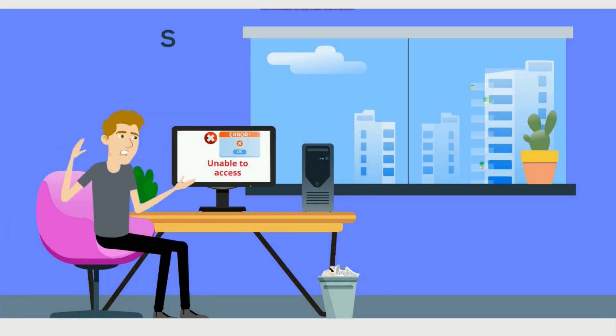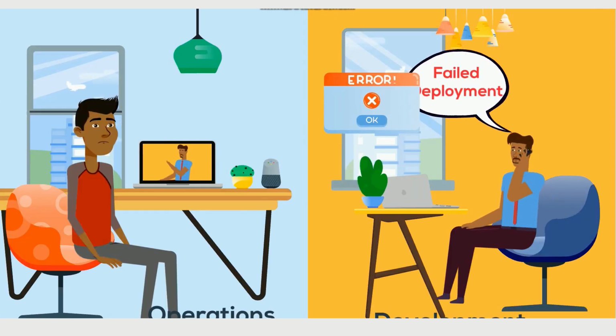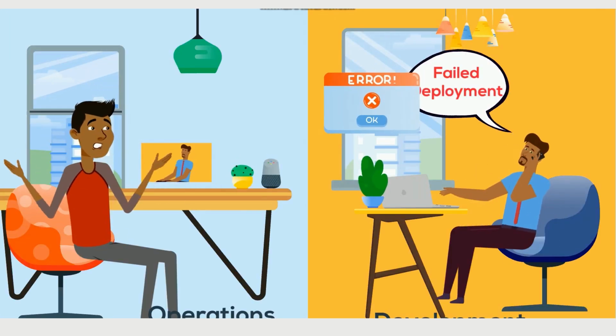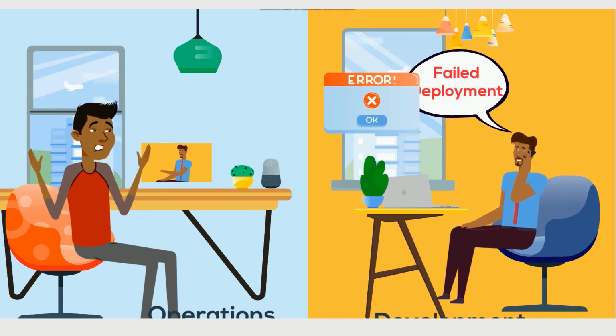But at times, testers are not able to access the servers, or even their test cases are failing. Avi has informed Freddy about the failed deployment. Freddy is confused as everything was done as per the instructions and servers look healthy.